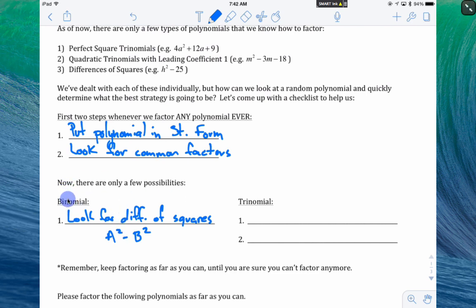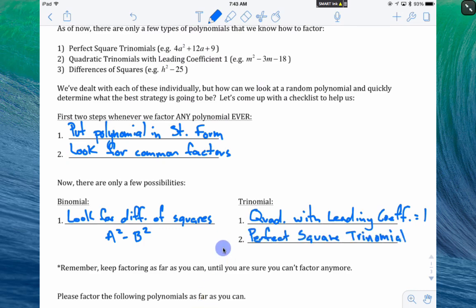Okay, the only other possibility for how many terms it could have, for polynomials we know how to factor right now, is it could be a trinomial with 3 terms. And if it's a trinomial with 3 terms, there's only 2 possibilities. The first thing I look for is, well, is it one of those really nice quadratic trinomials with leading coefficient 1? That's the first thing to look for. And if it's not one of those, the only other possibility right now for polynomials we know how to factor is maybe it's a perfect square trinomial. So first I would look to see if it's one of these nice trinomials. If not, look to see if it's a perfect square trinomial. And if not, then we're out of luck. We won't be able to factor it right now.